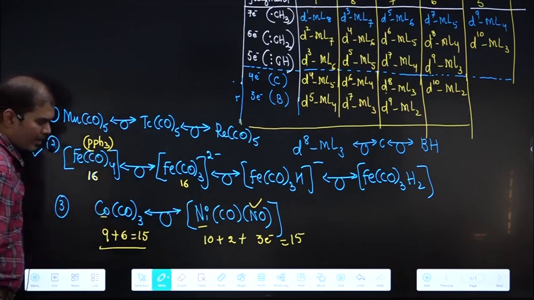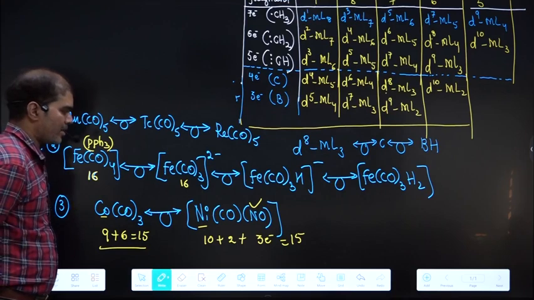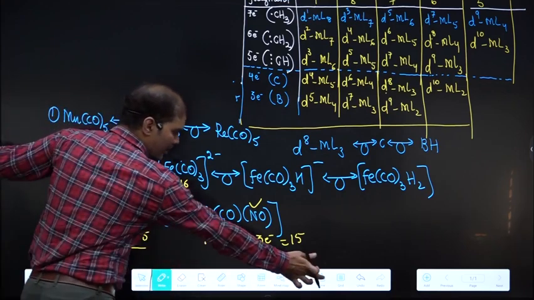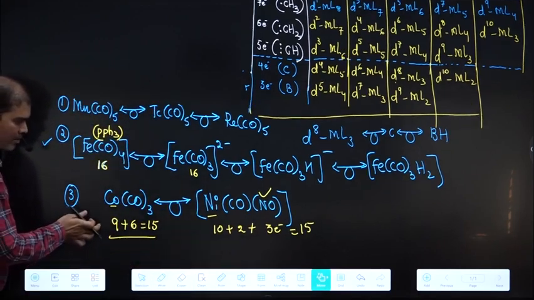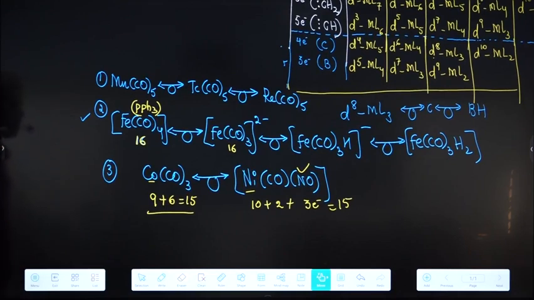Okay, write down the third guideline. NO can replace CO with proper charge substitution. Example, CoCO3 and NiCONO. They are considered as isolobal.